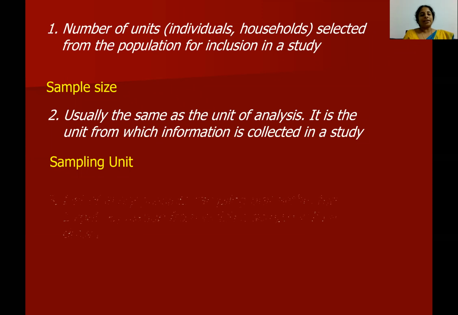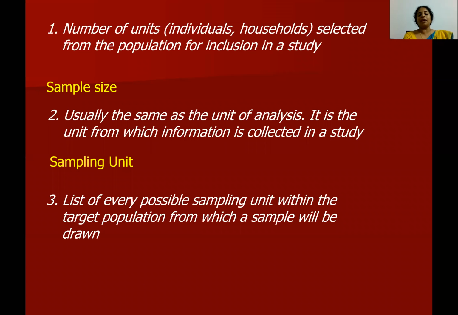Okay. Next is another question. List of every possible sampling unit within the target population from which a sample will be drawn. What is that called? Anuja, what is that called? Sampling frame. Very good. That is called a sampling frame. So these are just terminologies. There is no big funda about it.